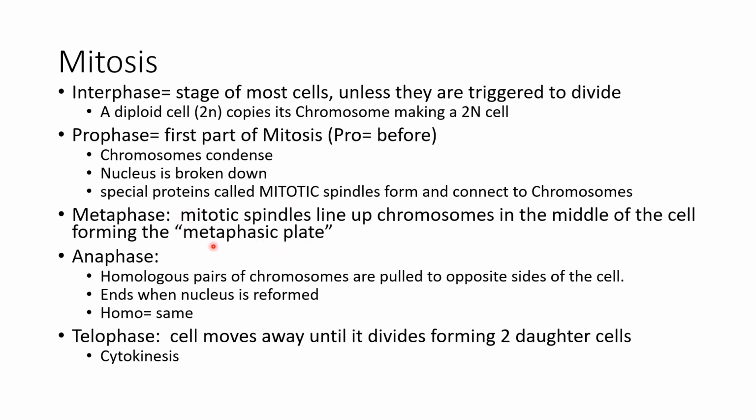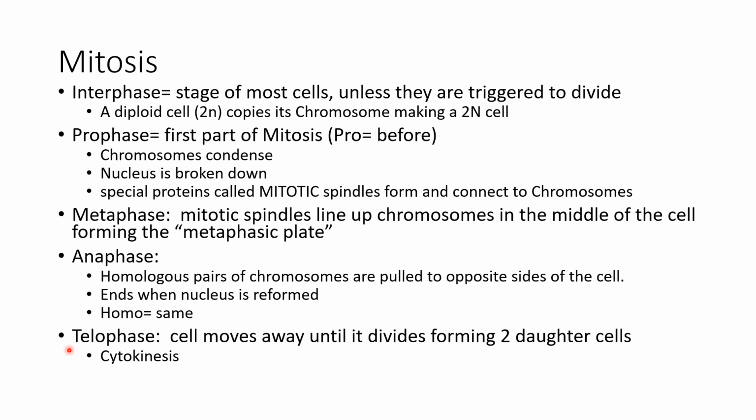Then the chromosomes are pulled to opposite ends by the mitotic spindles. The spindles actually shrink, and so they pull the chromosomes. And when you start pulling the chromosomes away, we call that anaphase. In anaphase, homologous pairs of chromosomes are pulled to opposite sides of the cell. And this ends when you start forming a nucleus. Homo means same, so homologous means they're relatively similar.